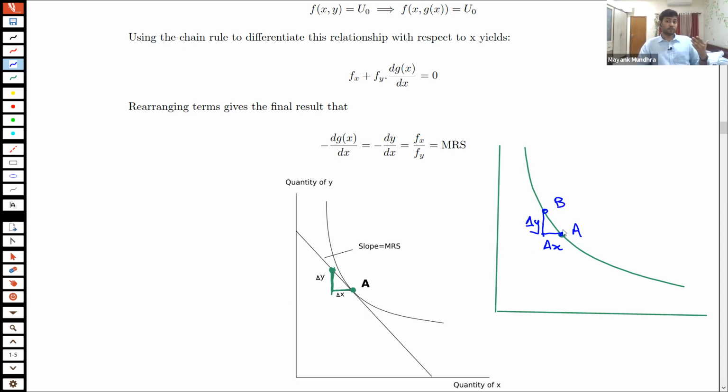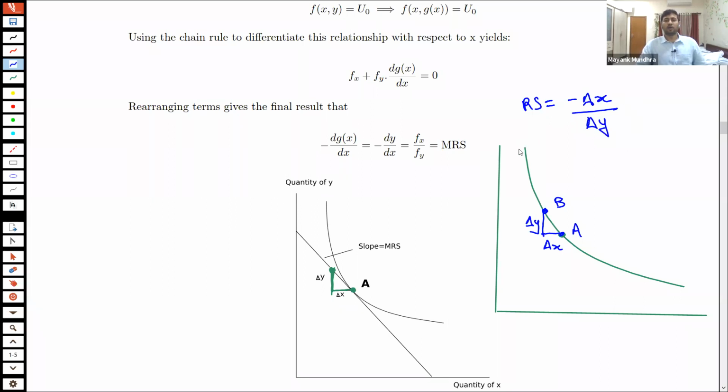Between A and B, your utility does not change, right? When you move from A to B, your utility remains the same. So you have basically substituted delta X amount of good X with delta Y amount of good Y. So your rate of substitution is minus delta X, since you're losing good X, giving up X is considered negative, upon delta Y. So this is the rate of substitution.